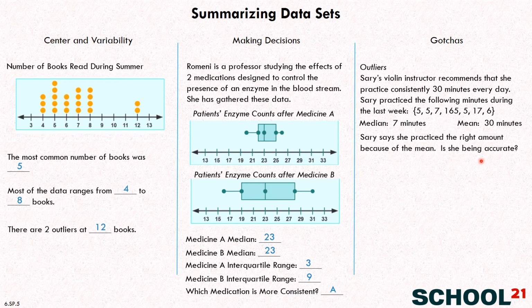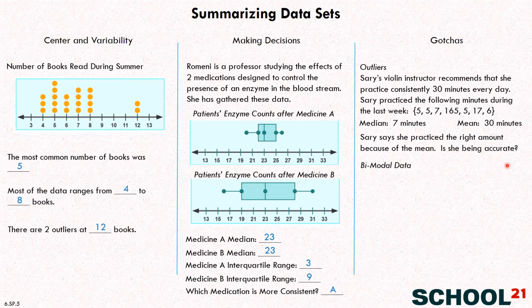Is she being accurate when she makes that statement? Well, the fact of the matter is there was a big outlier here, 165 minutes practicing that one day. Most of the days, though, she wasn't even close to 30 minutes. And that's where the median might show a better measure of what she was actually doing. So most of the time, she was doing around 7 minutes, not 30 minutes. And her instructor would probably say, that's not what I wanted you to do, because I want consistent practice for 30 minutes every day. So that's one example of how an outlier can throw off a mean. And you might want to also look at the median to understand what's really going on with the data.